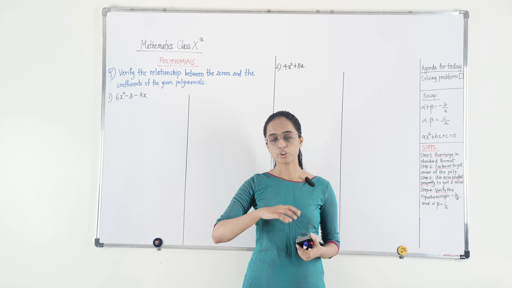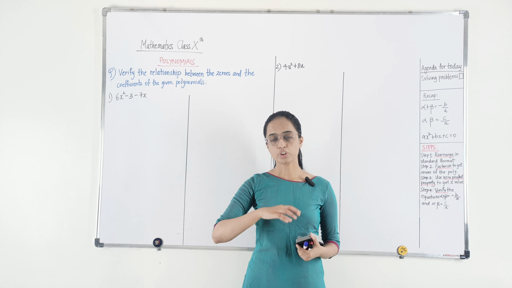That is why in the first 3 steps, we would be calculating the values for the zeros of the polynomial, and then we would be using the equations that we have learned in the last class to verify the relationship between the coefficients of the polynomial and the zeros of that polynomial expression.